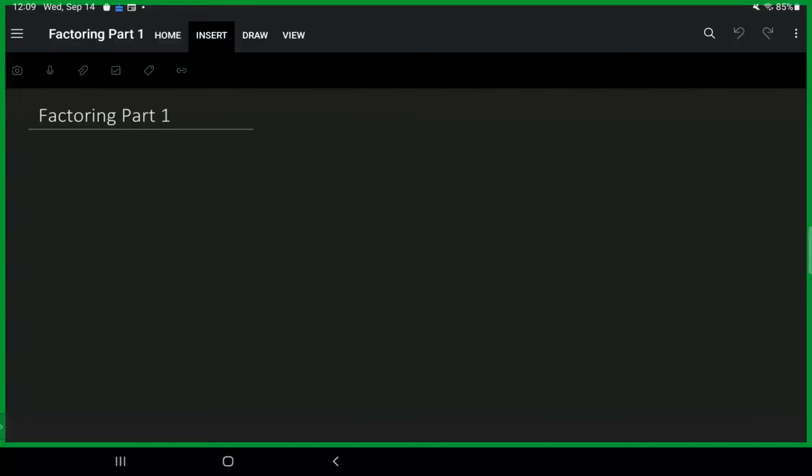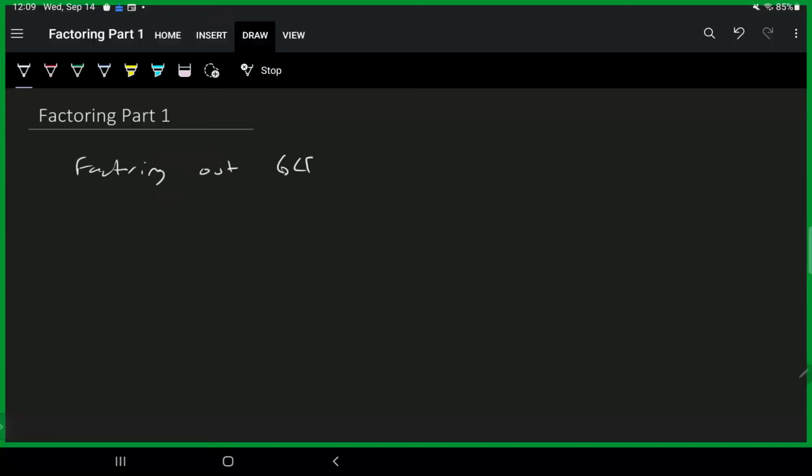So now that we have multiplication of polynomials under our belt, we're going to go the other way and talk about factoring, which you could think about as dividing. What we're going to do is undo what we did before. So let's start with things that look like the distributive law. Let's consider factoring out our greatest common factor. And let's just jump into examples.